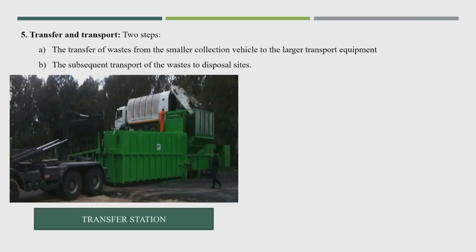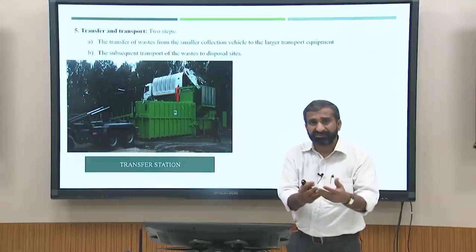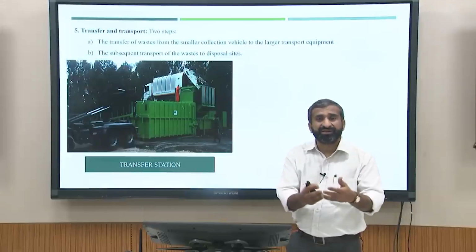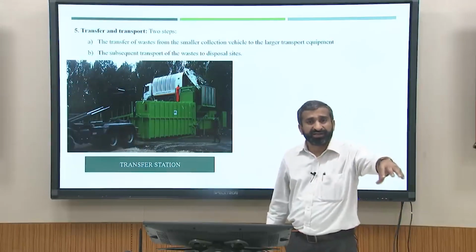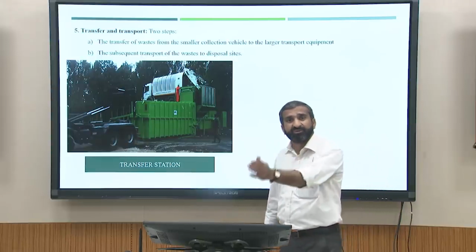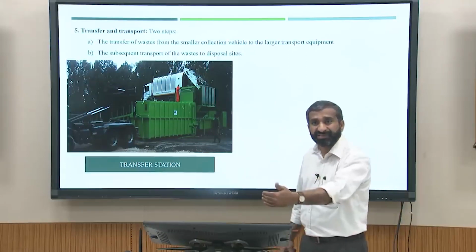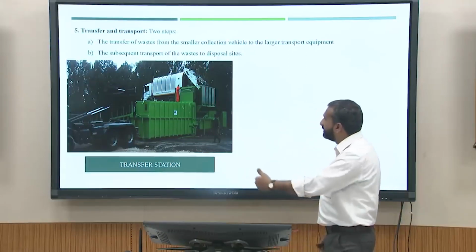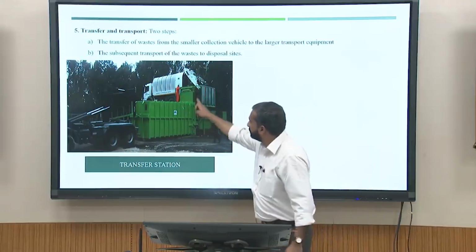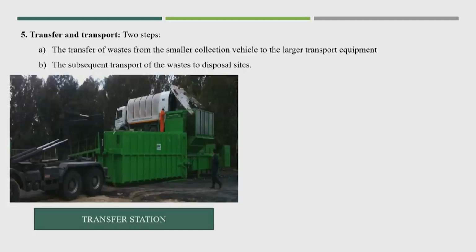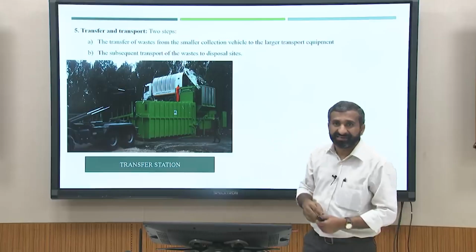With this kind of collection, even the auto tippers, which can take 200, 300 or 500 kg of waste collected from household areas, can dispose of it into the transfer station. From the transfer station, the smaller vehicles will unload the waste into a bigger container, and with this bigger container the waste is transported to the disposal area or treatment facility.